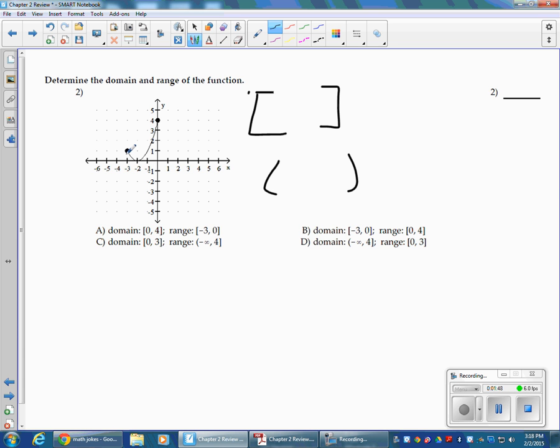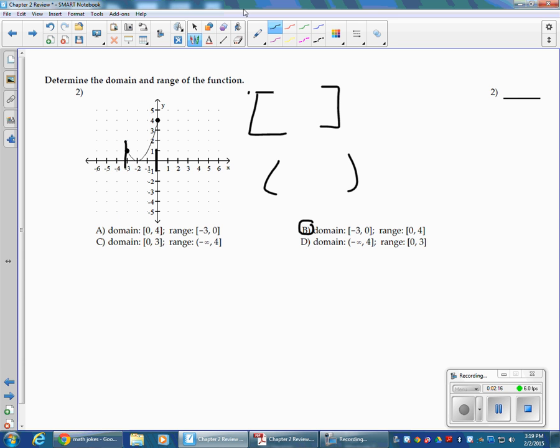All right, so my domain is my x values. They go from, x's look like they go from -3 all the way to 0, and it includes both -3 and 0. So I'm looking for a domain from -3 to 0. Looks like this is going to be my only choice. See, this says my domain's from 0 to 4. I don't have any x values in there. This one says your domain's from 0 to 3, which it's not. And this one says from -infinity all the way to 4, which it's not. So it's going to have to be -3 to 0.